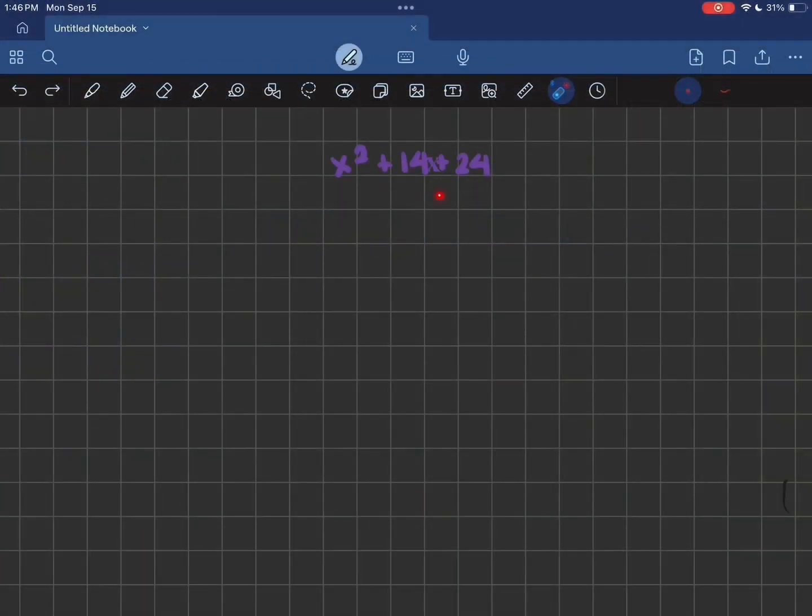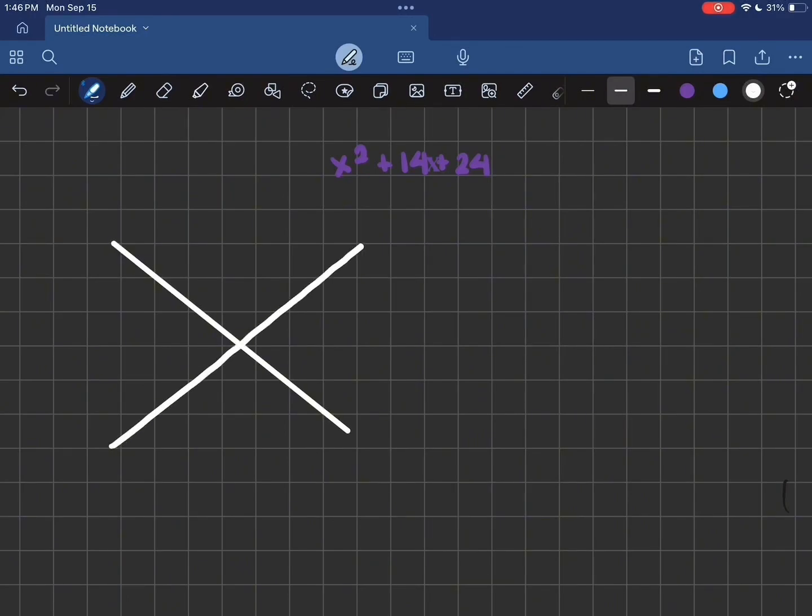Our given is x exponent 2 plus 14x plus 24. There are multiple methods, but for this expression we will use the magic x method because it's the easiest quadratic factorization method for most students. The formula is ax exponent 2 plus bx plus c. Let's start by drawing the x. There are 4 corners of the x.